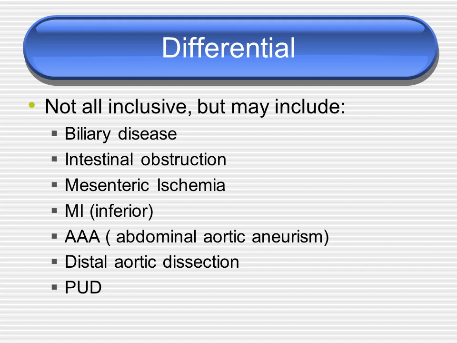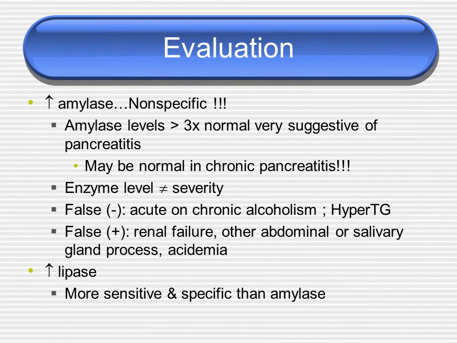For example, biliary disease, biliary colic, intestinal obstruction, mesenteric ischemia, myocardial infarction, ruptured abdominal aortic aneurysm, distal aortic dissection, peptic ulcer disease, all part of the differential diagnosis and so on. How can we evaluate or start to evaluate the case?